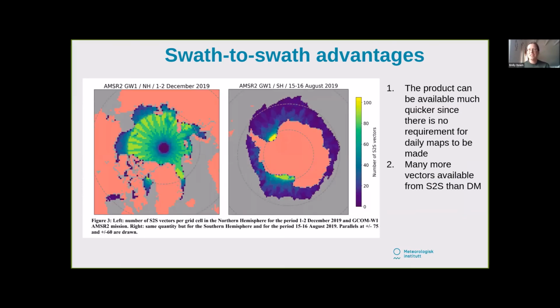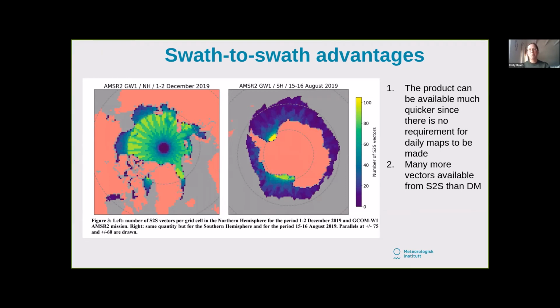So the advantages of calculating sea ice drift on swath maps are that there's not really a delay where you're waiting for the daily maps to be made. You can immediately calculate on whatever swath maps you have that cover the region you're interested in. So it really reduces the time delay before products are available.